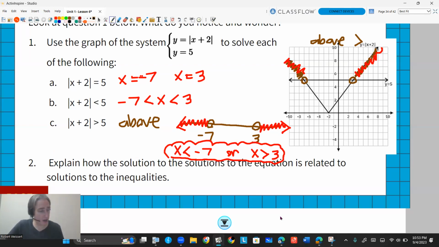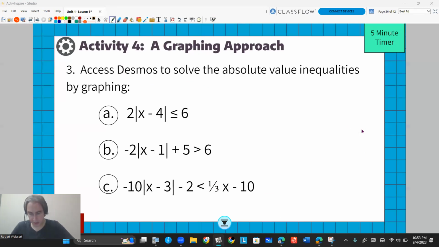All right, go ahead and try question 3. We have 3 different inequalities to solve using graphs, and I'm going to have you use Desmos to attempt those and get your solutions. This is going to be found on page 73, and what I want you to do is utilize Desmos and the 2 separate systems of equations to get your points of intersection to help solve this.